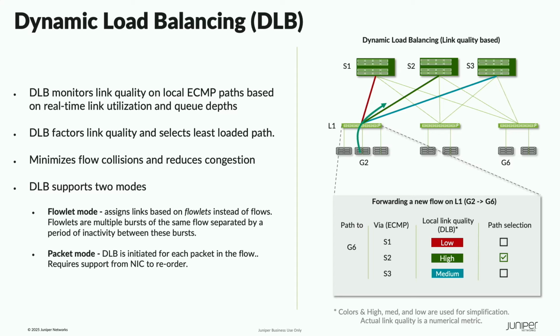Here I'm just showing three bands for simplicity, but there are actually 8 bands of link quality. So we classify every link from 0 to 7. And when these flows come in real time, at that instant, at a microsecond granularity, we say, which is the best link based on this link quality? And we start placing the flows there.